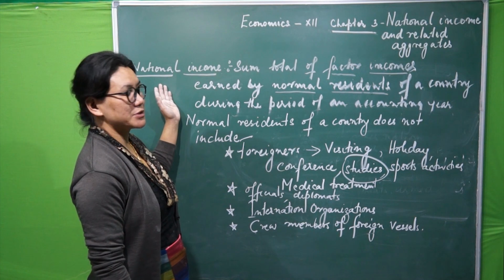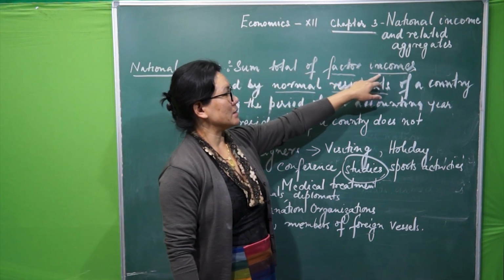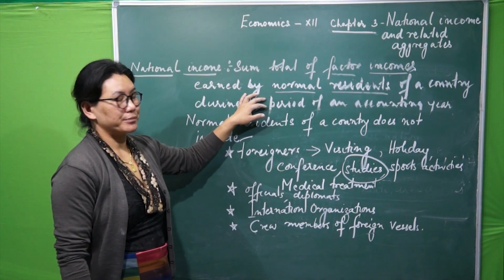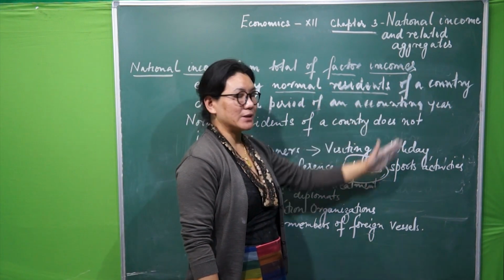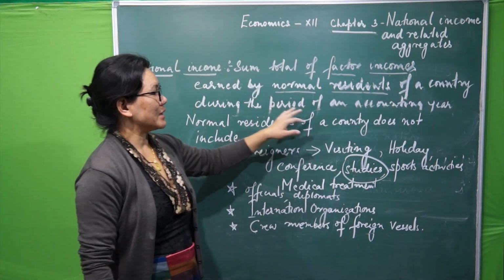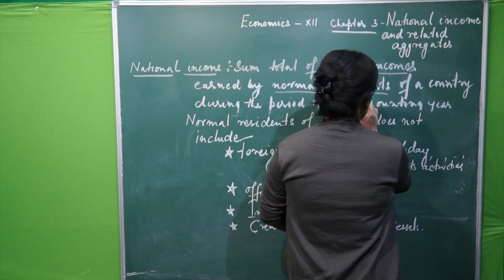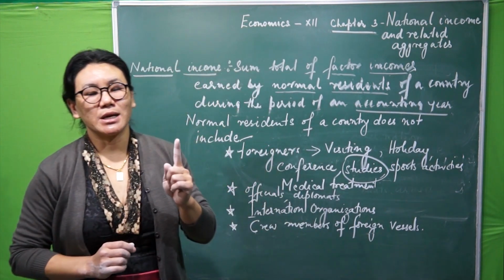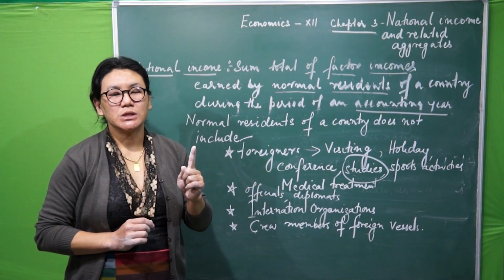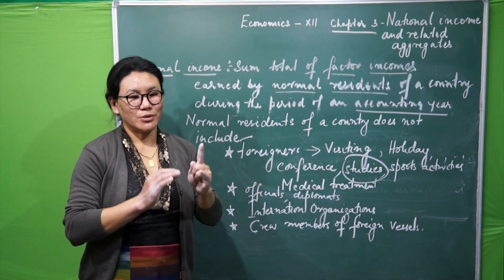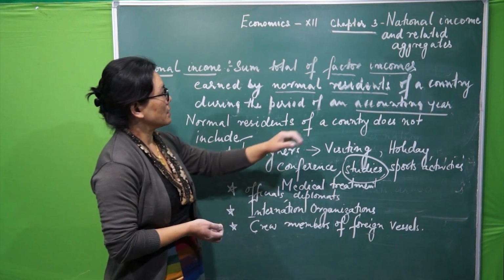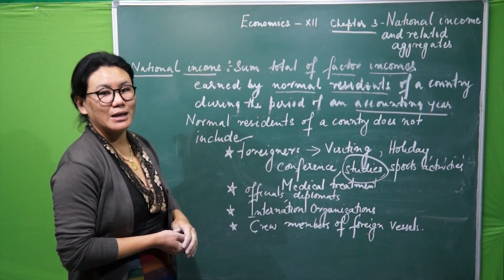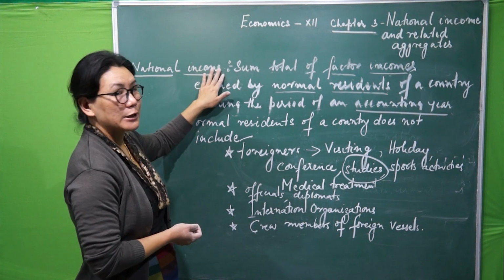See here, what is the meaning of national income? It is the sum total of factor incomes earned by the normal residents of a country during the period of an accounting year. Which year? Accounting year. So, accounting year is usually 1 year. In India, it starts from 1st April to 31st of March. So, in this period, we have to see the sum total of factor incomes earned by normal residents of a country. And that will be called national income.